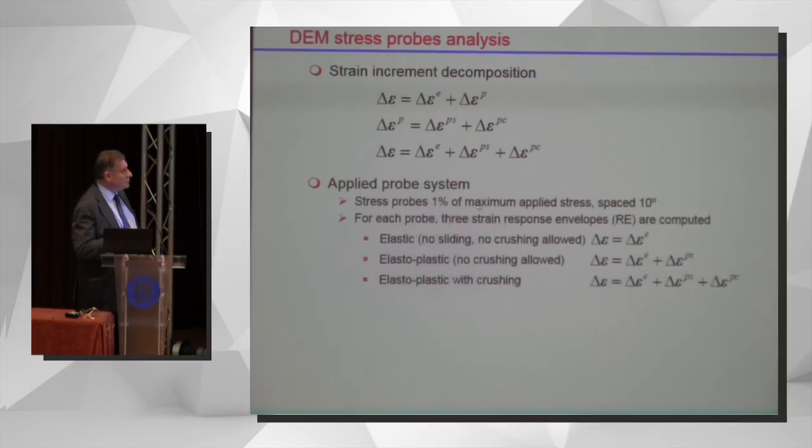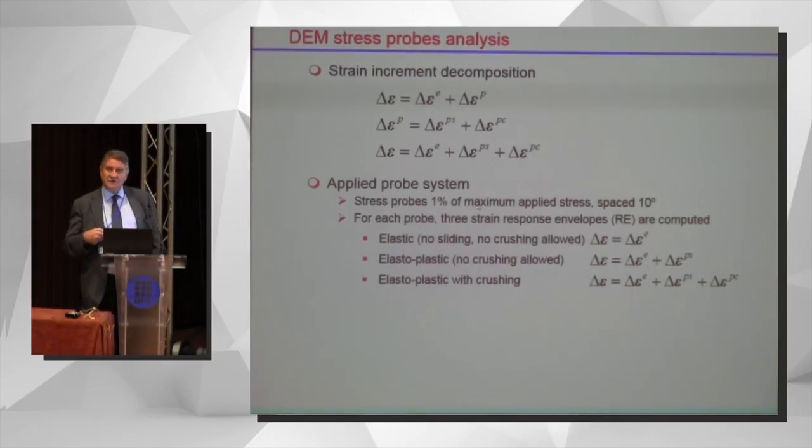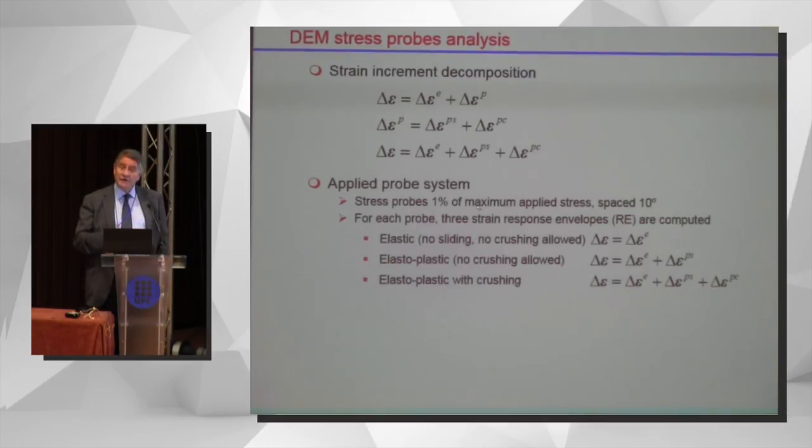So what we are going to do is stress probes, a small one, 1% of the maximum applied load, spaced 10 degrees apart. And in each probe, we need an efficient method, so we are going to use 3 analyses. One is elastic, so we don't allow any plastic mechanism, so there is no sliding, no crushing. That should give us the elastic strains. Elastoplastic, where no crushing is allowed, gives us the structural component of the plastic strains, and elastoplastic with crushing gives us the full response. By comparing these 3, we can identify the individual strain components.